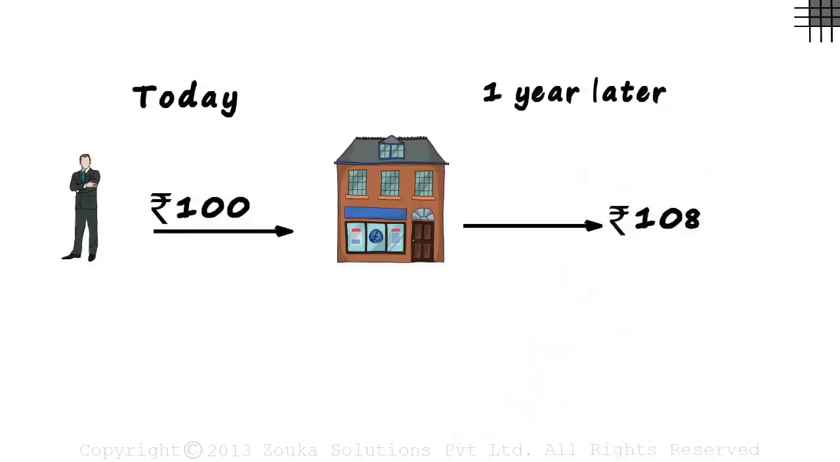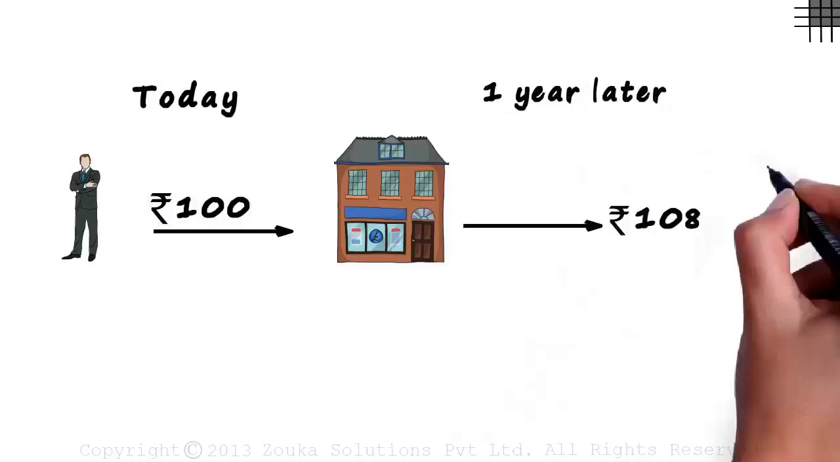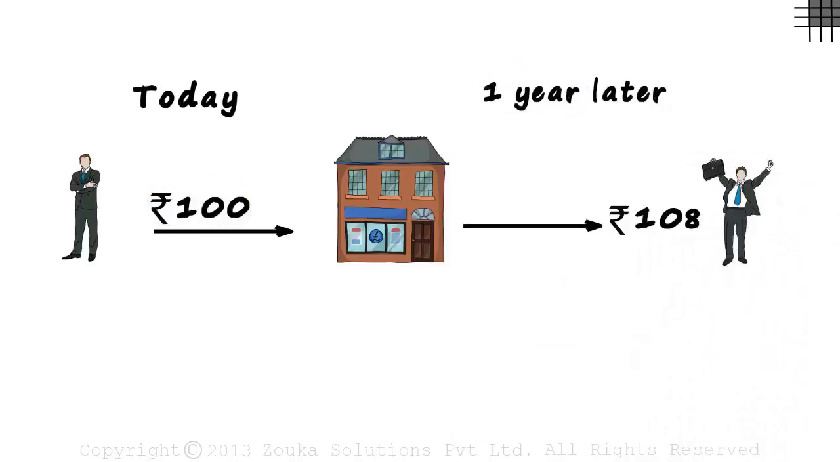Wait, why did the bank pay Edward more than how much he had deposited? It is simple. The bank gets to use the 100 rupees for that 1 year. So to reward Edward, the bank pays him more than how much he had deposited. Now your concepts are clear. Now we just need to understand some terminologies.